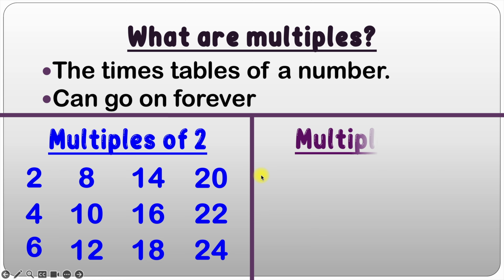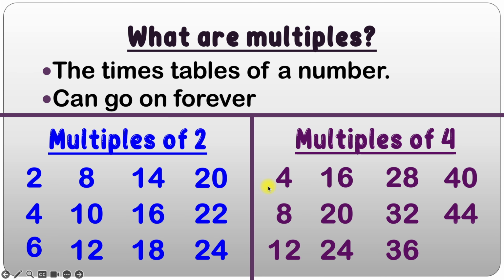How about the multiples of 4? Well, we would do the same exact thing. We would count by 4's, or say the 4's times tables. And that would look like this. 4, 8, 12, 16, 20, 24, 28, 32, 36, 40, 44, and 48.